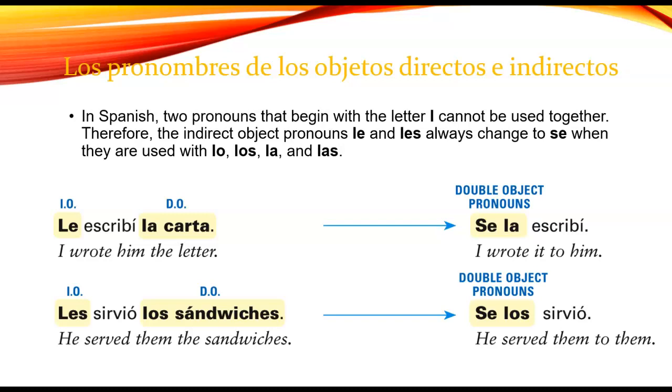So, le escribí la carta. We're going to change la carta to la, and because we cannot have le and la, se la escribí. Le sirvió los sándwiches. Los sándwiches, we would replace that with los. So we cannot have les and los together, so we change the les to se. Se los sirvió.